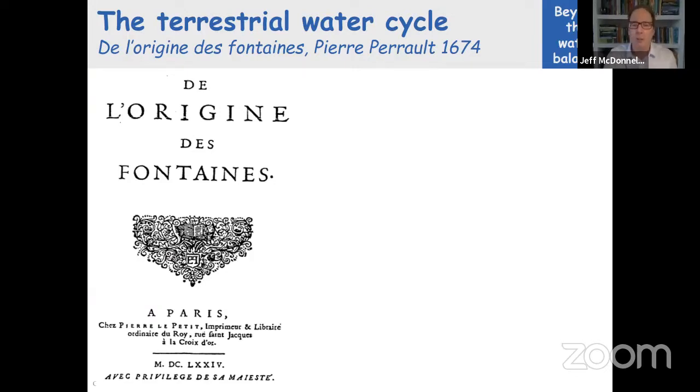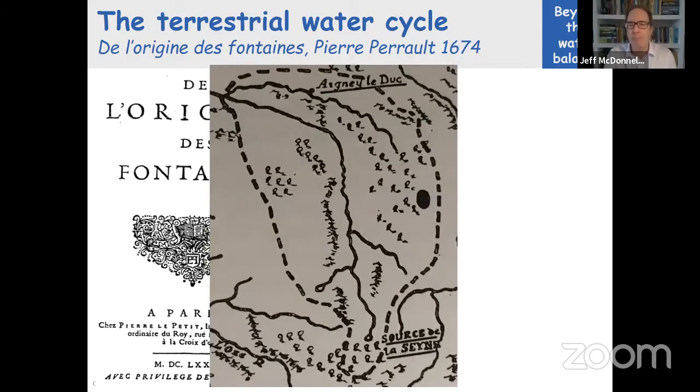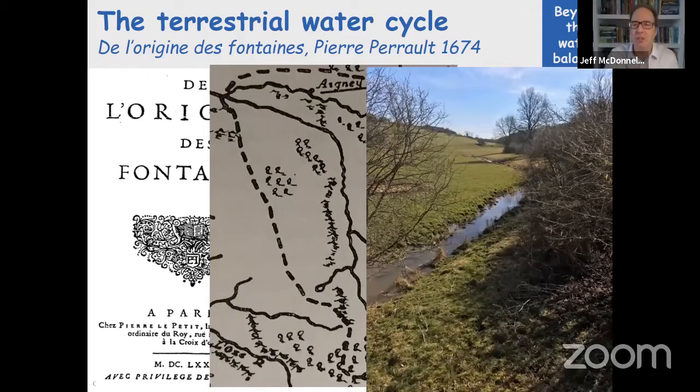Some of you might know this book. It's a prized possession of mine on my bookshelf behind me, but this was the first measurements of rainfall that he made in Dijon, not so far from the catchment outlet, and then measurements of flow in the stream in this 140 square kilometer catchment shown here, where he made measurements of the watershed area based on walking the catchment and calculating the area. And this is what the stream looks like today.